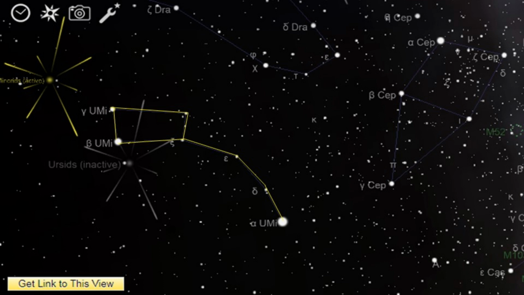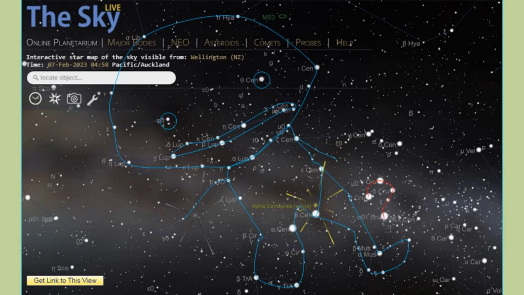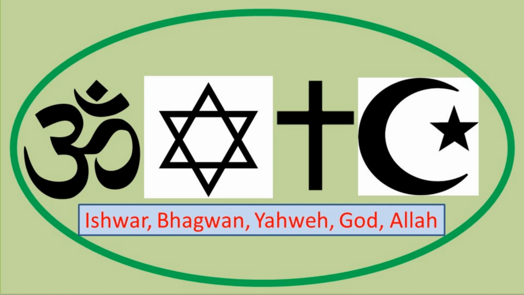This indicates that the people of the East during Laban's period were worshipping a different god than Allah. This is the reason why the people of the East are worshipping different gods than Allah till today. Therefore, I request the people of the East to shun all other gods and start worshipping the lone creator of the universe alone, whose name is Ishwar, Bhagwan, Yahweh, God and Allah.